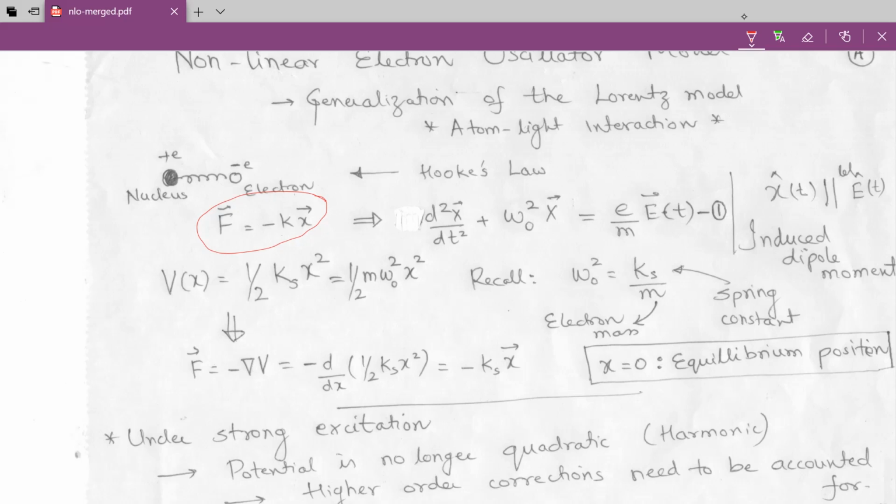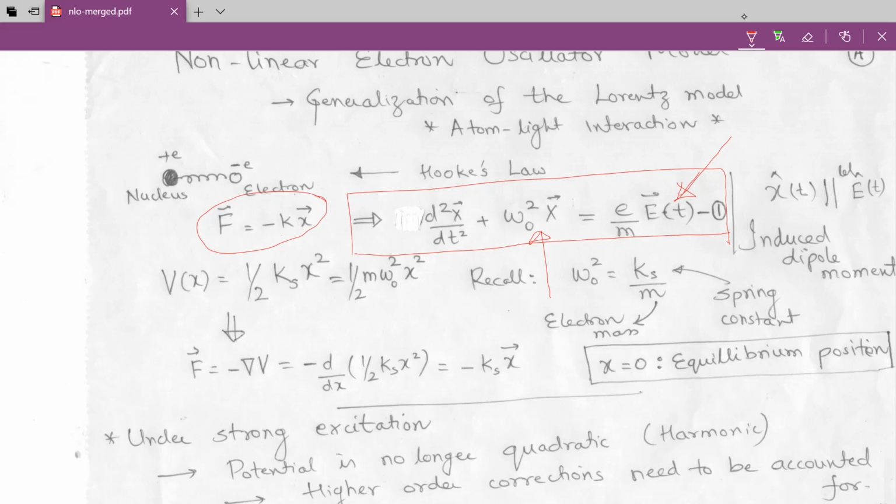So I'm writing down Newton's equation of motion. You have essentially the second derivative of the displacement, right? So look at equation number 1. The second derivative of the displacement, and then there is this restoring force term, omega naught squared x. Then you have the external drive, which is indicated by this E of t, which is the amplitude of the electromagnetic wave. Now remember that the displacement is along the direction of the electric field. So the induced dipole moment is along the direction of the electric field.